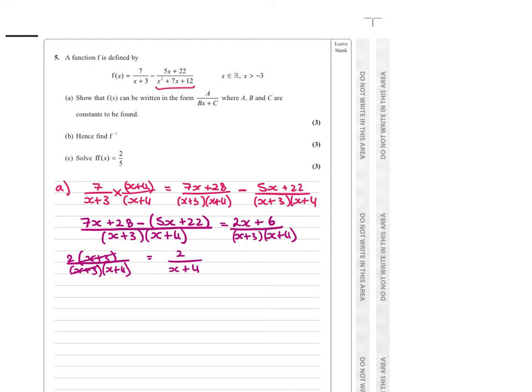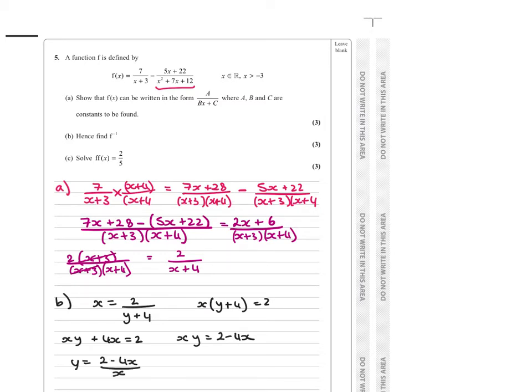Part B. Hence find the inverse of f. So I always like to write x equals 2 over y plus 4. And again, this is going back to GCSEs here. This is a typical GCSE question. And we're going to multiply everything by y plus 4. So I'm going to get xy plus 4x equals 2. I need to rearrange to get y equals, so I'm going to minus 4x from both sides. xy equals 2 minus 4x. And then I'm going to divide both sides by x. So y equals 2 minus 4x over x.